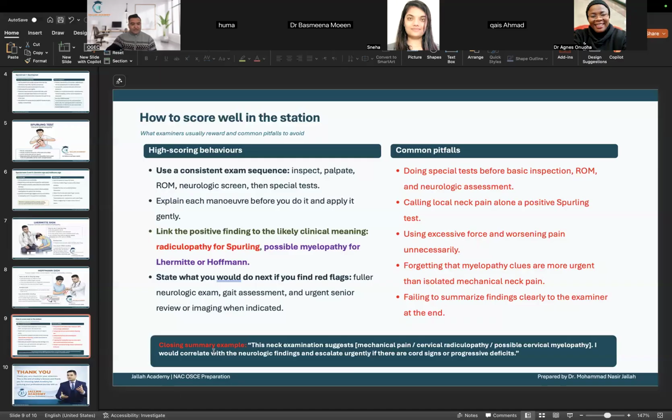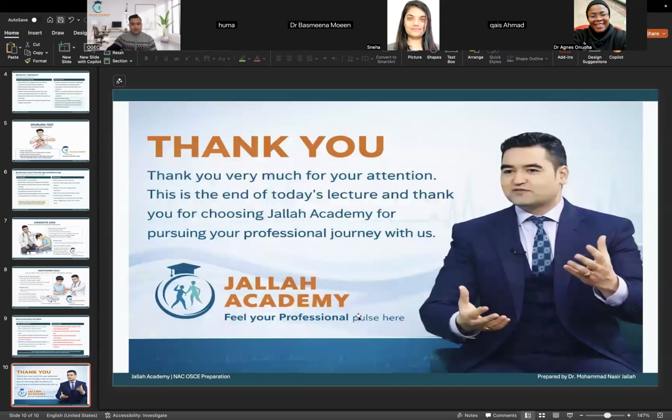So, a closing summary example: the neck examination suggests mechanical pain, cervical radiculopathy, possible cervical myelopathy. I would correlate with the neurological findings and escalate urgently if there are red flag signs or progressive deficit. And that's it. You're done with that station.